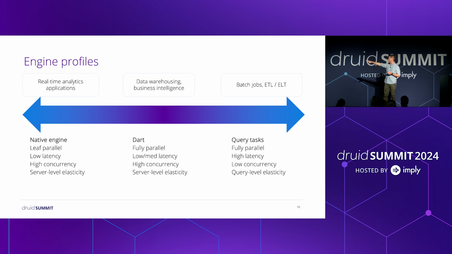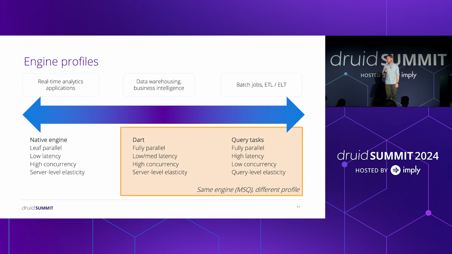In terms of parallelism, it's fully parallel like query tasks. In terms of latency, we're targeting lower latency queries. The query tasks are targeting higher latency because they run in tasks, in their own JVMs. A query task, even if it's processing just 1 row, is going to take a few seconds to run minimum, whereas a Dart query can run in milliseconds or less. Dart targets high concurrency, just like the native engine, and has server level elasticity, just like the native engine. So you add and remove servers that are relatively persistent. Query tasks you can run directly in Kubernetes, so you don't really add and remove servers for query tasks. You can auto scale at the level of an individual query.